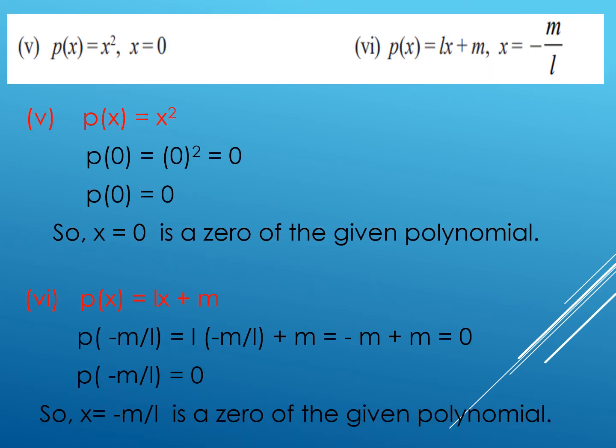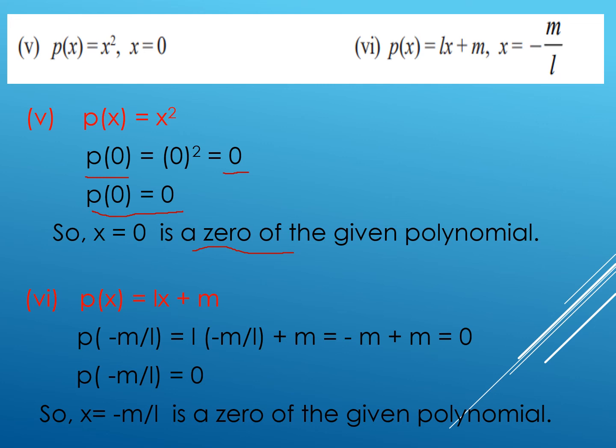Now fifth part, p(x) is equal to x square and the value of the variable x is given 0. So here p(x) is equal to x square. When we will put the value of 0, p(0) is equal to 0 square, that is equal to 0. That means p(0) is equal to 0. So x is equal to 0 is a zero of the given polynomial.